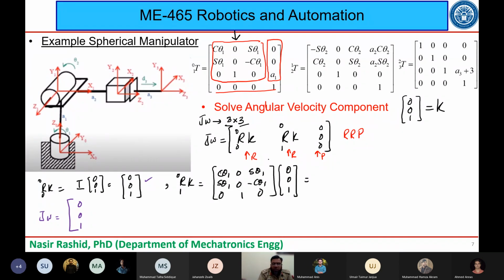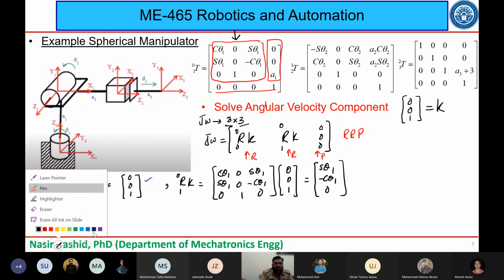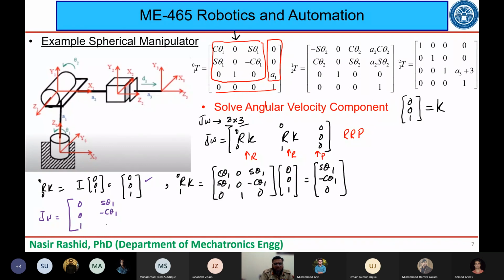मल्टीप्लाई करके we would be able to get only the last column of this, so this will be equal to sin theta 1 minus cos theta 1 into 0. So this is the second column of my JW. So let me just write it down here. So this will be sin theta 1 minus cos theta 1 and 0.